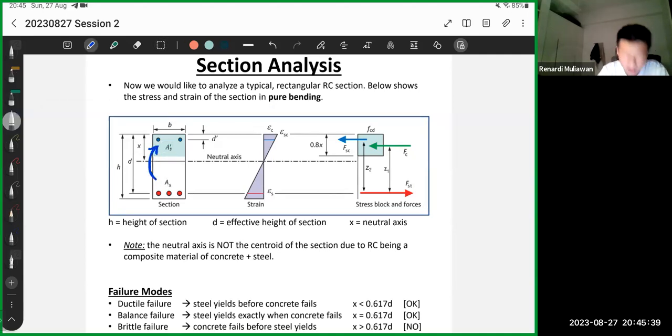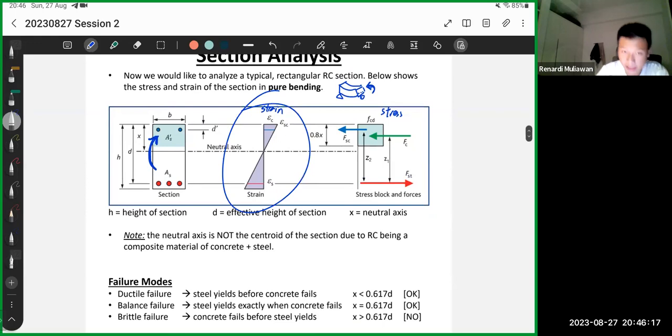This one is called the sagging moment. So actually the section is like this. This is pure bending. And this is the strain graph, and this is the stress graph. So let's explore this first.